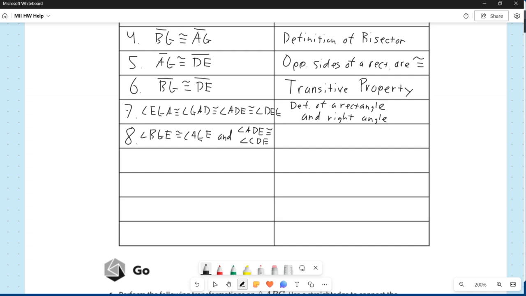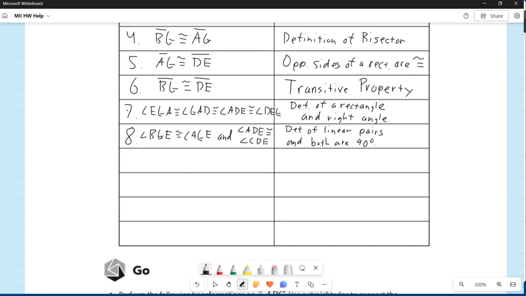And the reason that we're able to say that is the definition of linear pairs and both are 90 degrees. So if you have a linear pair of angles and they are 90 degrees, then each one is congruent to every other one.